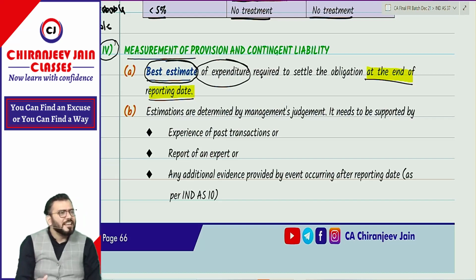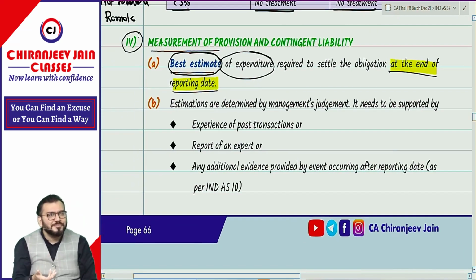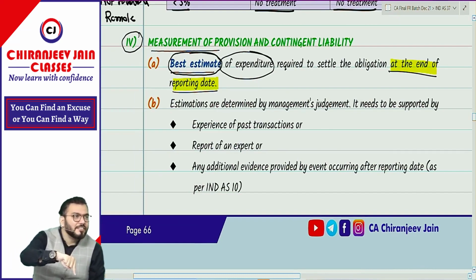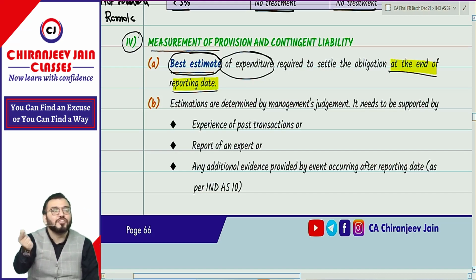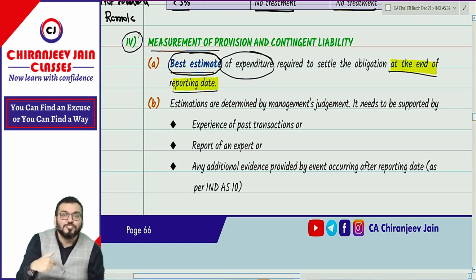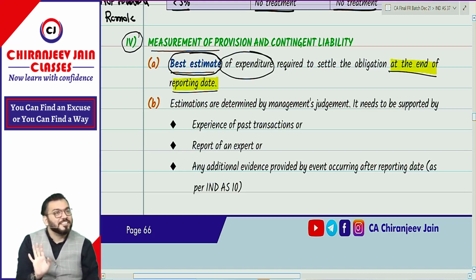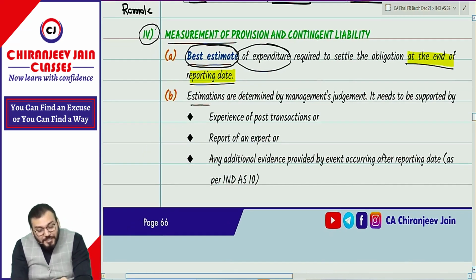Can I say it is a matter of judgment? Judgment of what? Auditor or management? Management. Why management? Because financial statement is a responsibility of management. That is only given. Estimations are determined by management judgment.